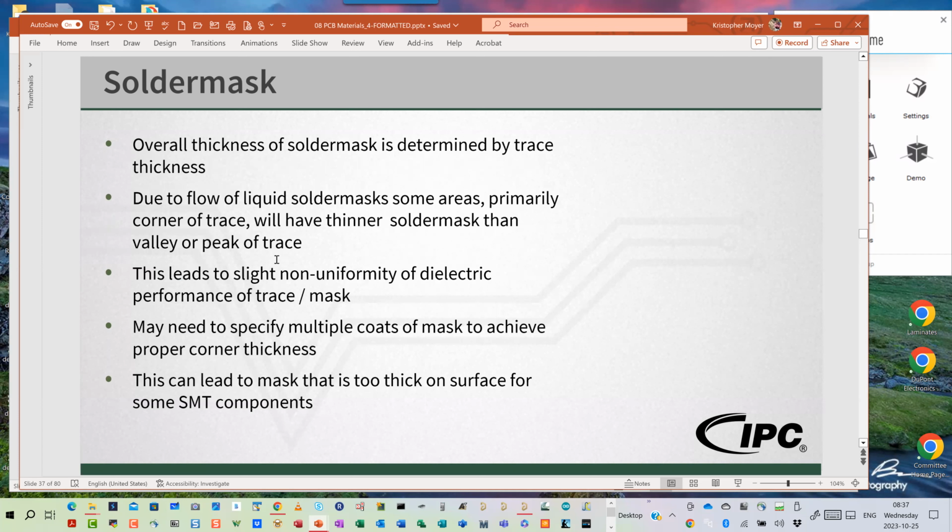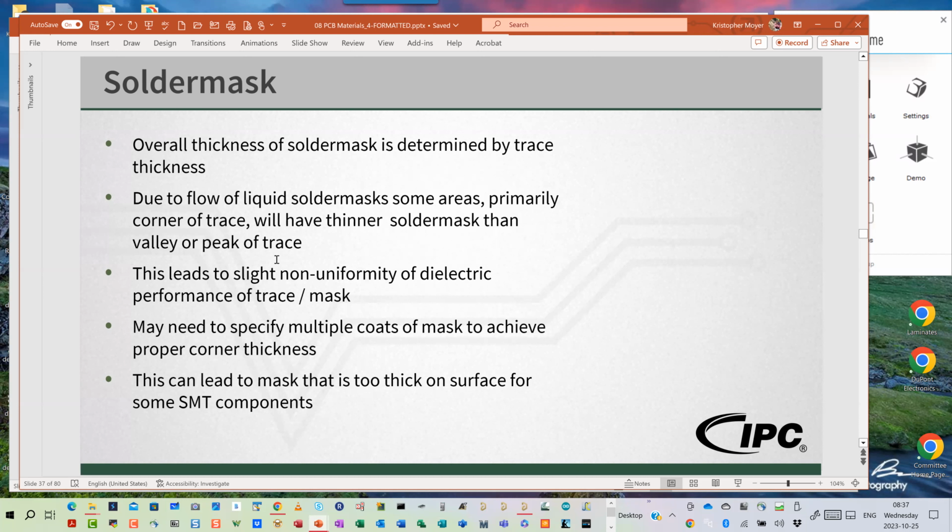The overall thickness of the solder mask is going to be determined by the trace thickness of our board. The solder masks we're going to use are what we call liquid photoimageable. They will be applied in a liquid form and then hardened or cured using either heat energy or UV light. Both styles exist. UV thermal actually being more common.